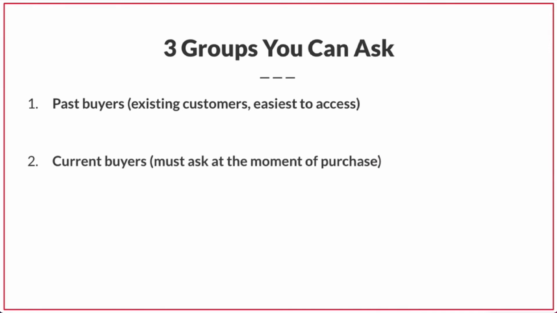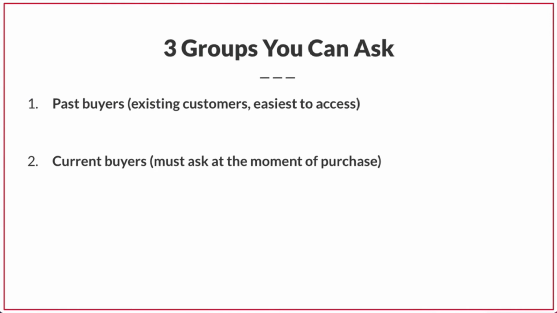The second group of people are current buyers. And that is people who are coming in through the doors right now as we speak every day. If you're a business selling every day, if you have people calling up, buying your stuff, or walking into your store and buying your stuff, or going to your website and buying your stuff, every single day you have people making the purchase decision, and you can ask them at the moment of purchase what they're thinking. So that is a second golden way to get feedback.